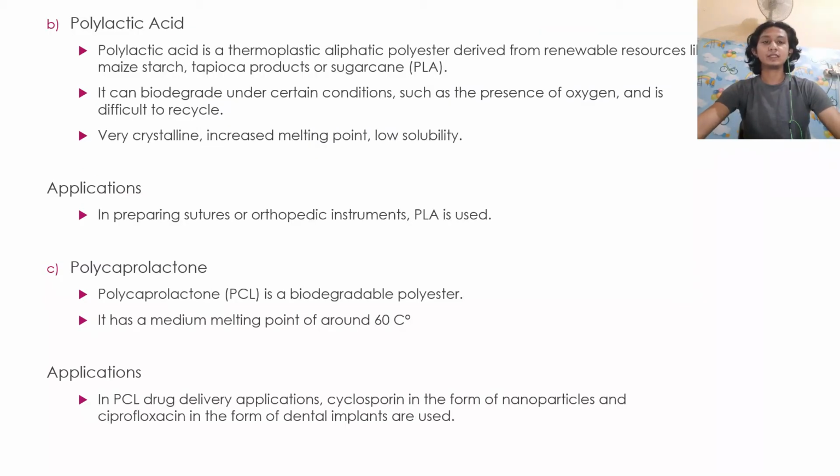Next, polylactic acid. Polylactic acid is a thermoplastic aliphatic polyester derived from renewable resources like mixed starch, tapioca product, or sugarcane. It can biodegrade under certain conditions such as the presence of oxygen and is difficult to recycle. Very crystalline, increased melting point, low solubility. And the application of polylactic acid, PLA, is used in preparing sutures or orthopedic instruments.